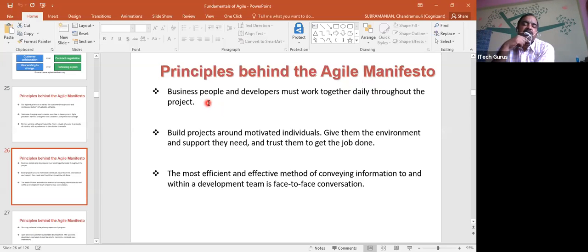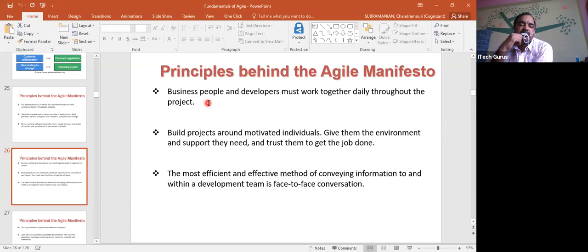And next one is you need to build projects around motivated individuals. You remember people versus process? You need to build projects around motivated individuals. So we need to give them the environment and support they need and trust them to get the job done. You need to give them the environment and support, right? So you always need to build projects around motivated individuals.